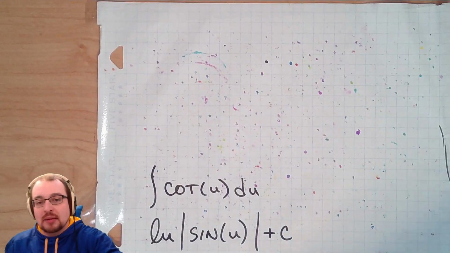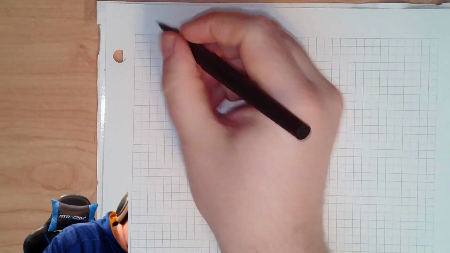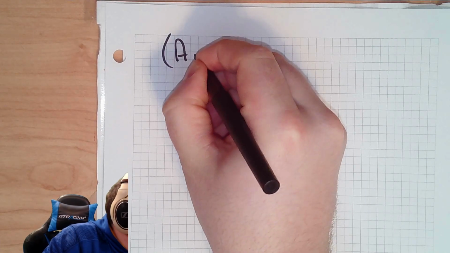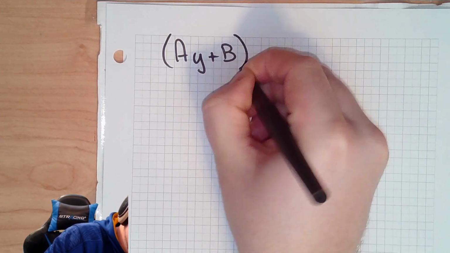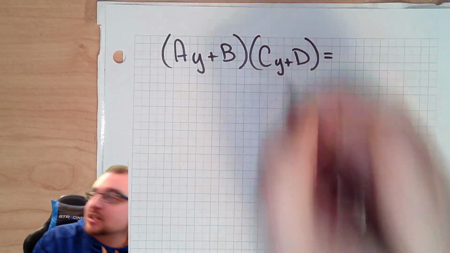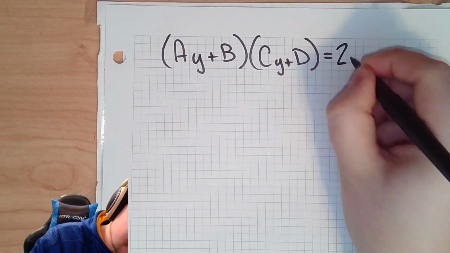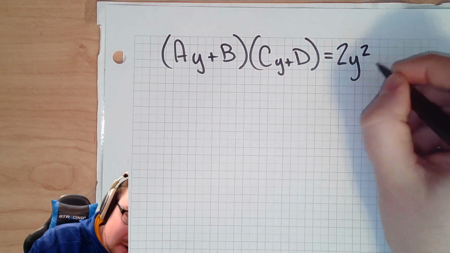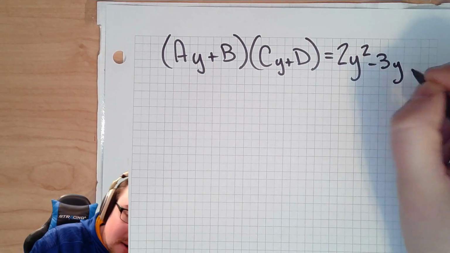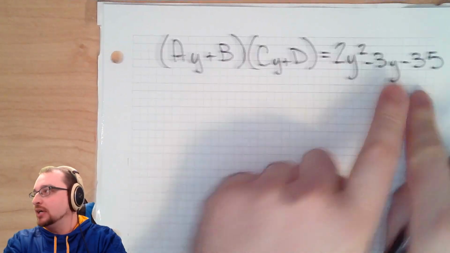So I'm going to write this problem down, and we're going to do the exact same thing, but with different numbers. So we get (Ay plus B)(Cy plus D). So this is the factorization of something. And they're saying it's the factorization of this thing, 2y squared minus 3y minus 35. So apparently when you factor this, you get something that looks like that.